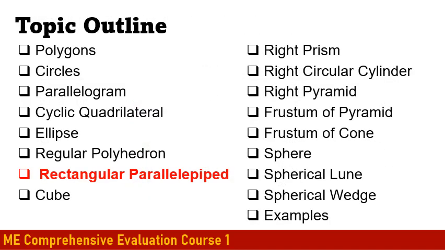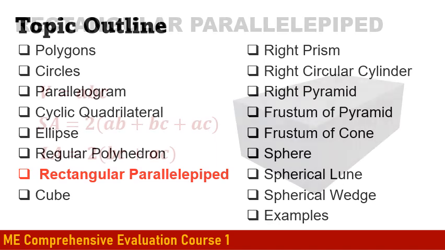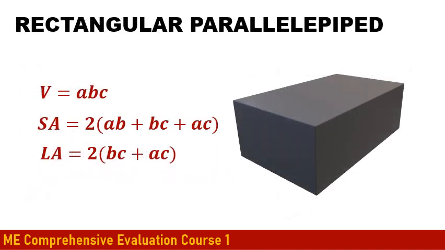let's proceed to the rectangular parallelepiped. For a rectangular parallelepiped, the volume is equal to ABC. ABC represents the length, the width, and the height of this rectangular parallelepiped. The surface area is 2 times the sum of AB plus BC and AC. The lateral area is equal to 2 times BC plus AC, or the lateral surfaces.